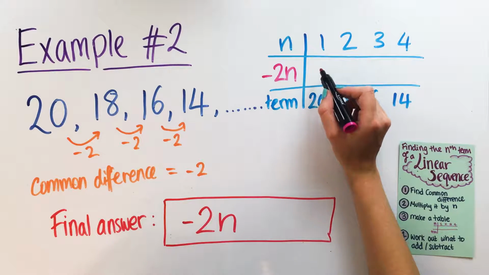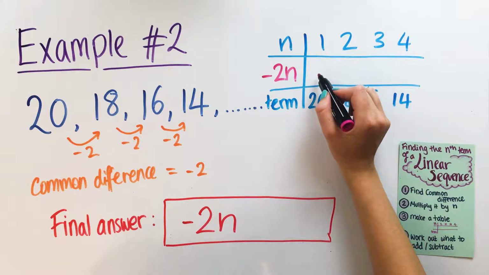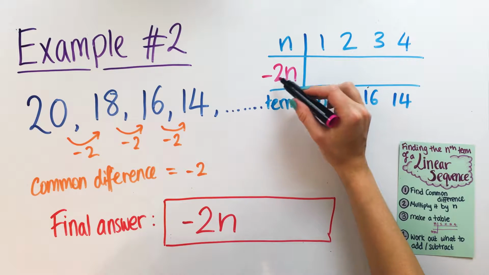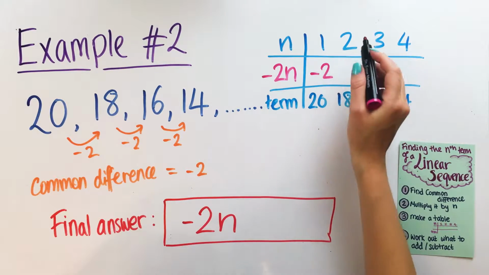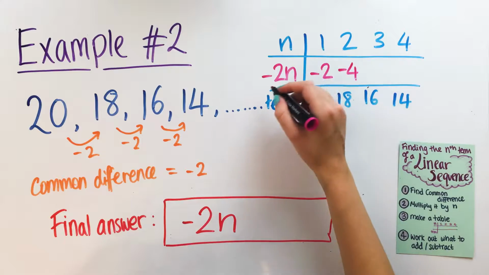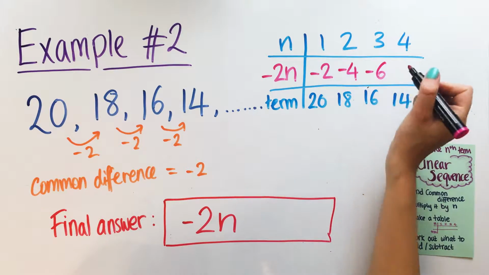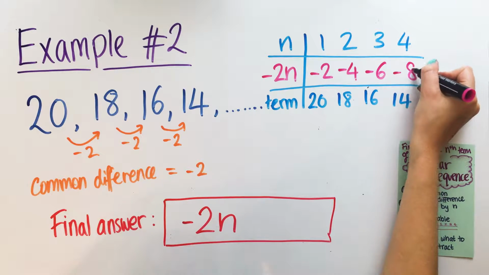Then we finish this row by calculating minus 2n using these n values. So here we have n equals 1, so minus 2 times 1 is going to be minus 2. Minus 2 times 2 is going to be minus 4. Here n is 3, so minus 2 times 3, minus 6. And then here n is 4, so minus 2 times 4 is minus 8.